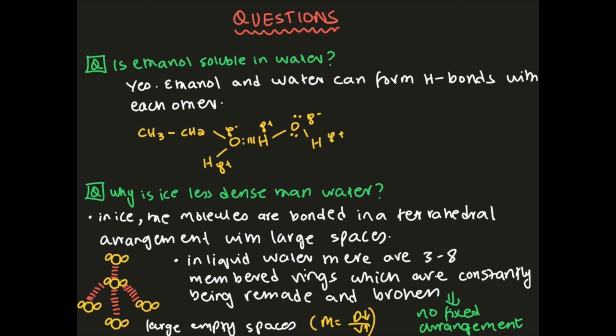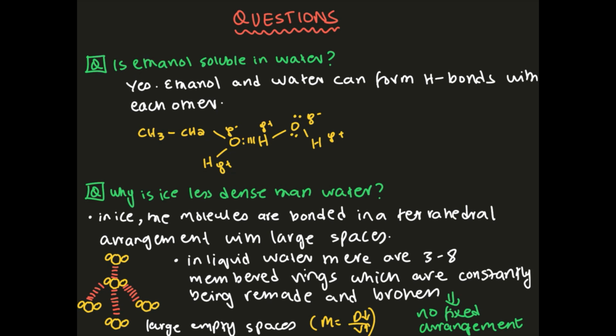Now the second question is, why is ice less dense than water? So normally, if you have any solid, it's going to be more dense than the liquid of the same substance. However, ice is an exception. So we're going to be discussing why this is. Now in ice, the molecules are going to be hydrogen bonded with each other in a tetrahedral arrangement. So this is the tetrahedral arrangement. And there are going to be large empty spaces, as you can see over here. So because of that, the volume will increase. And since volume and density are inversely related, the density of ice will decrease.